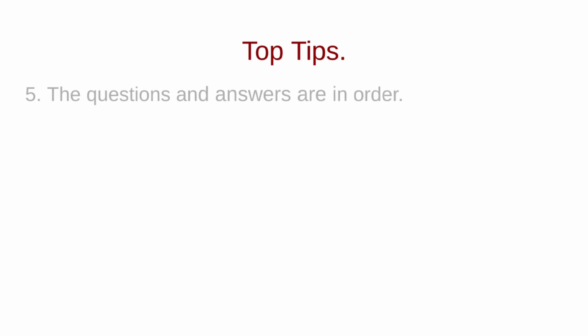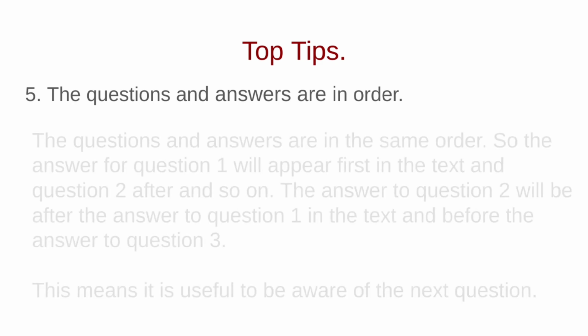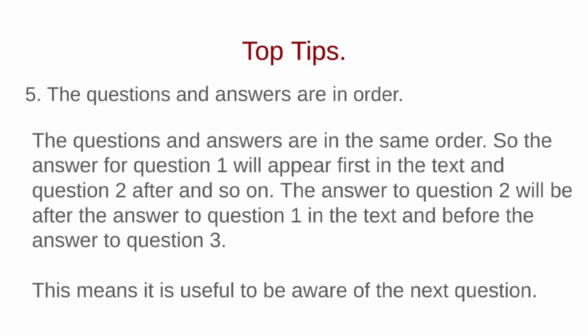Tip number 5. The questions and answers are in order. The questions and answers are in the same order. So the answer for question 1 will appear first in the text and question 2 after, and so on. The answer to question 2 will be after the answer to question 1 in the text and before the answer to question 3. This means it is useful to always be aware of the next question, not just the question you're working on.